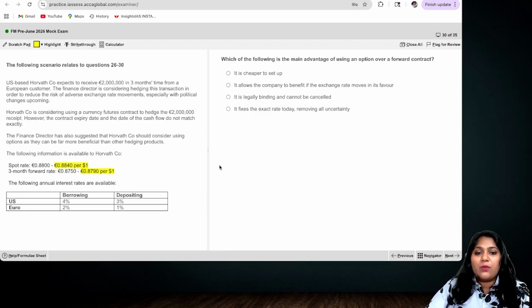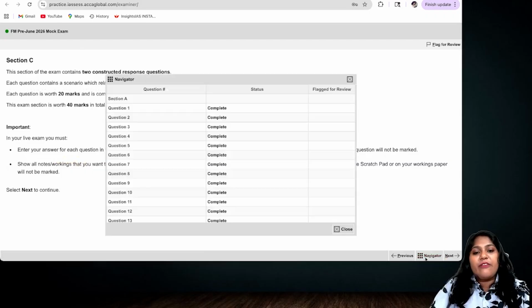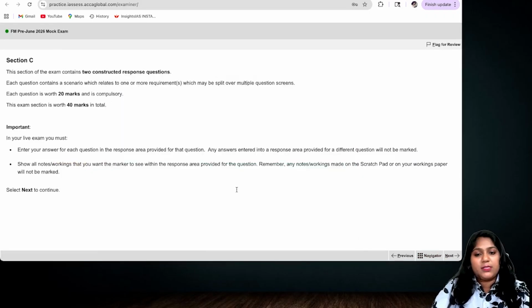But for me, I would say option B is the more right answer because it helps you if the exchange rate moves in your favor. There is a high chance where we might not exercise the option. The answer is simply option B. We are good with the entire first set of MCQs of 60 marks.